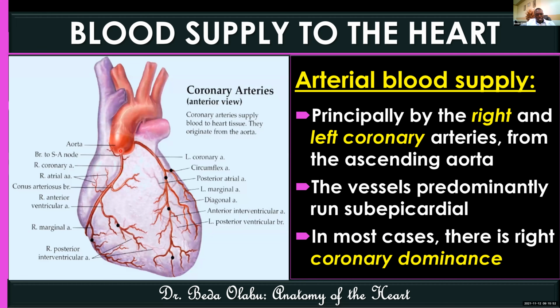Okay, so that would be the right coronary circulation, as well as the left coronary circulation with its two branches, the left circumflex and the left anterior descending.